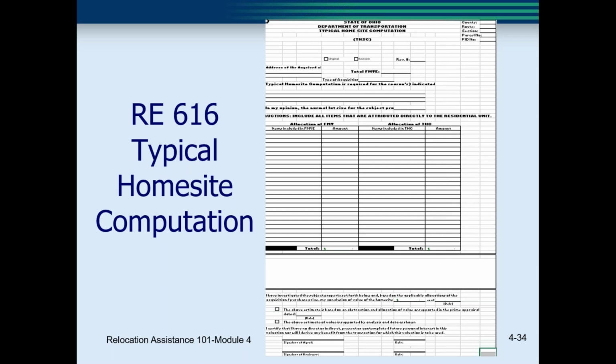If you were doing the one with the excess land, then you're going to do one where you're moving everything over, including the excess land value. Or if they're going to keep it, then you're moving everything over except the value of the excess land.